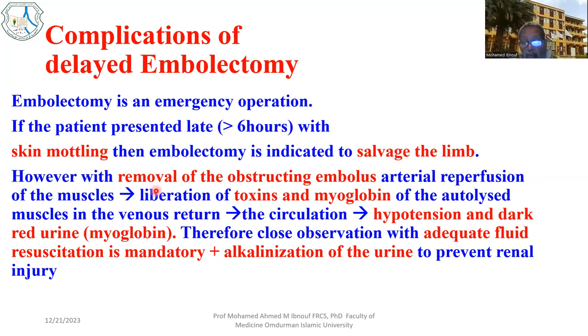However, with the removal of the obstructing embolus, arterial flow will occur, leading to perfusion of the muscles, which were already starting to autolyze and to break down. This will lead to the rush of blood, will lead to liberation of the toxins and myoglobin of the autolyzed muscles. It moves into venous return to the circulation, and it will cause hypotension with dark urine, that is myoglobin, which will deposit in the kidneys and cause acute renal injury. Therefore, close observation of this patient with adequate fluid resuscitation is mandatory, plus alkalinization of the urine to dissolve as much as possible of the myoglobin and to prevent renal failure.